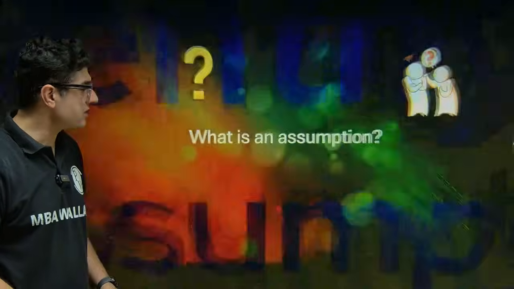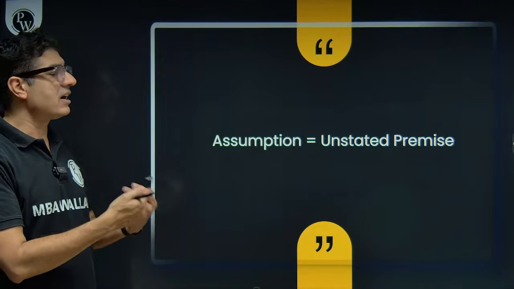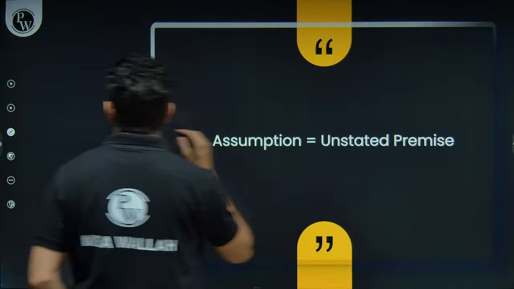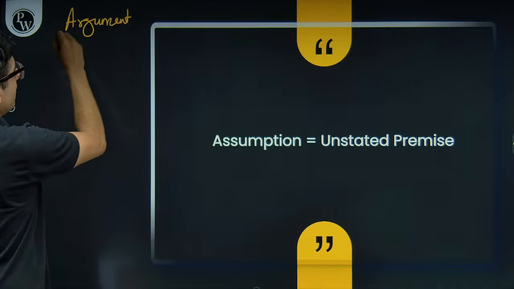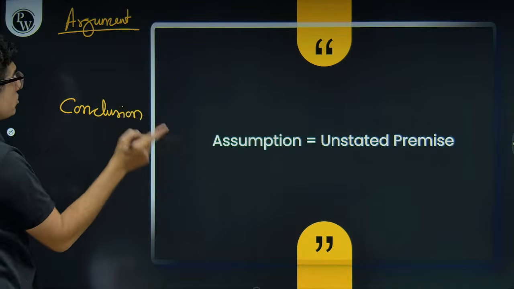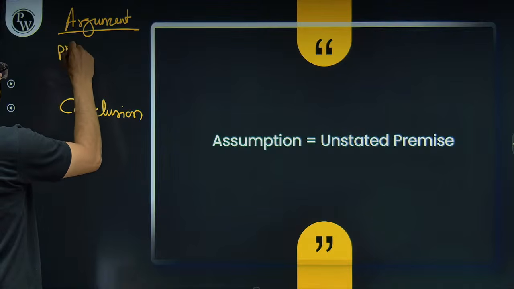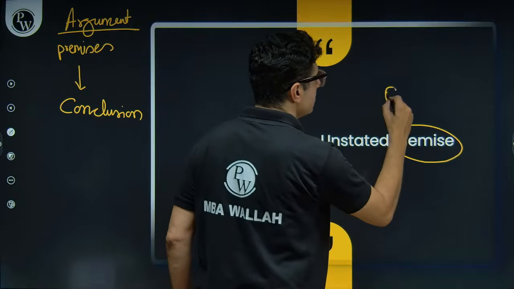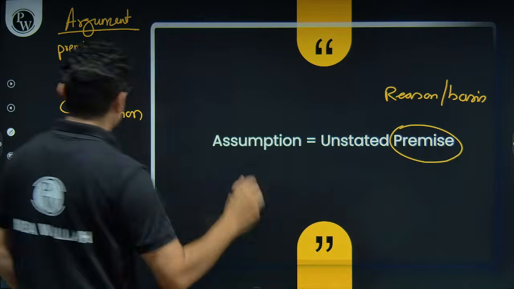So quick review first. What exactly is an assumption? An assumption is an unstated premise. Those of you who have not been in the classes with me, we have something called an argument. An argument consists of what? A conclusion. And this conclusion is supported by some premises. The everyday word for a premise is reason or basis. So that's the everyday word.